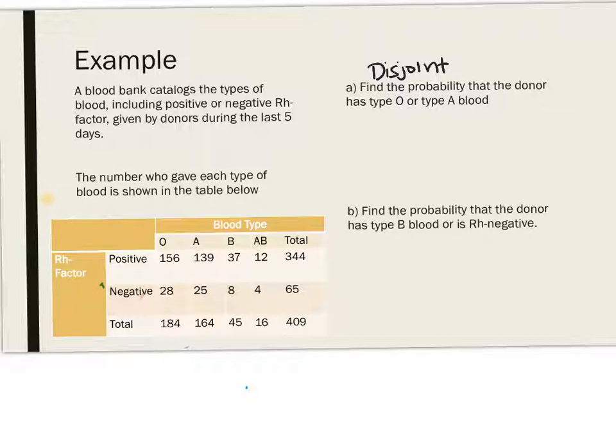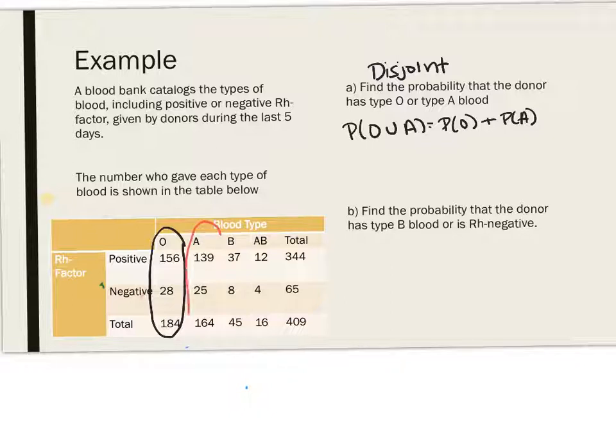And if they're disjoint, I should be able to add their probabilities. Well, what's the probability a person has type O blood? That's it here. So the probability of O or A is equal to the probability of O plus the probability of A. And notice I don't need the minus probability of A and B because there is no A and B. You're either O or you're A. So that'll be 184 out of the total, which is 409, plus 164 out of the total, which is 409.